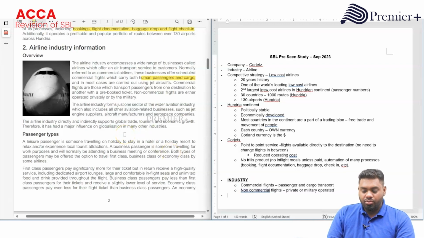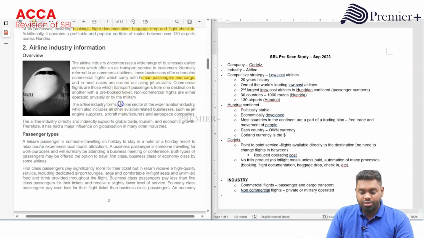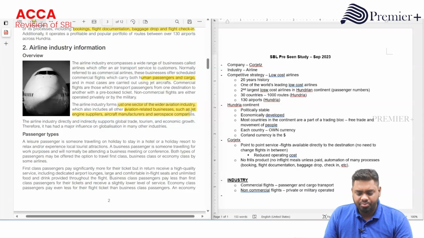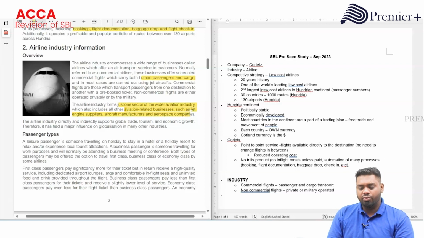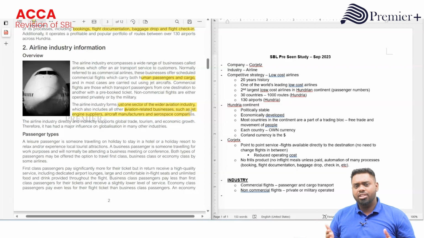Good. The airline industry forms just one sector of the wide aviation industry, which also includes all other aviation-related businesses, such as jet engine suppliers, aircraft manufacturers, and aerospace companies. So if you look at the overall wider aviation industry, airline services are just one portion. They have also provided us the other businesses that can be available in the aviation industry. So do not think aviation includes only airline services.